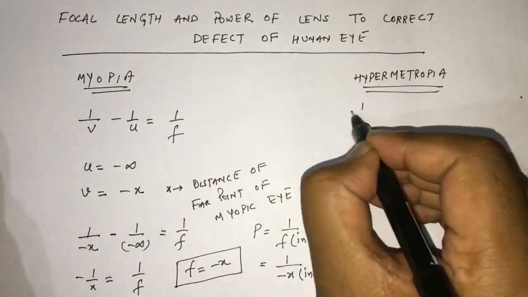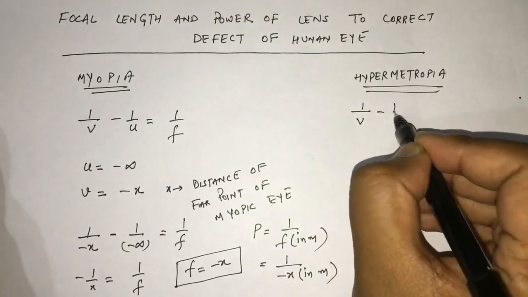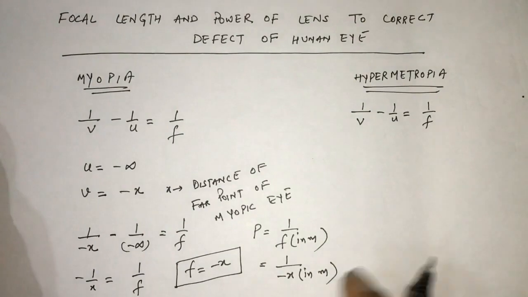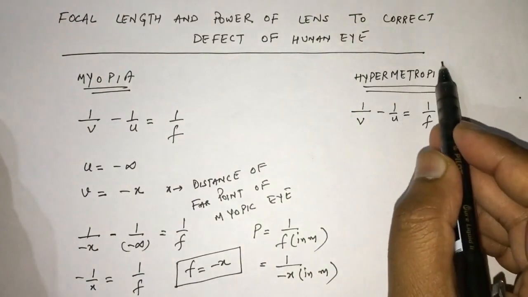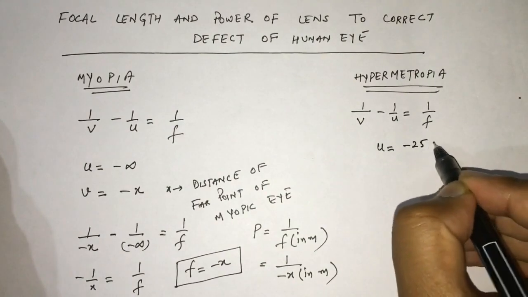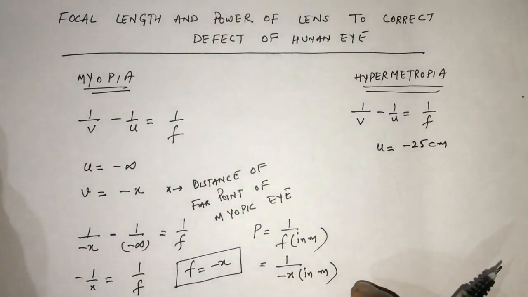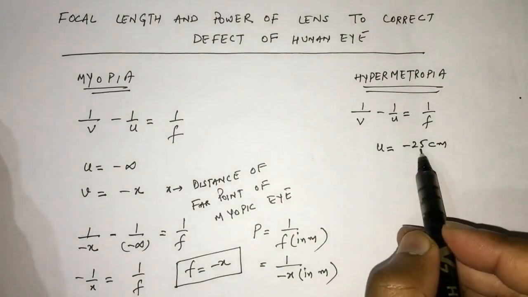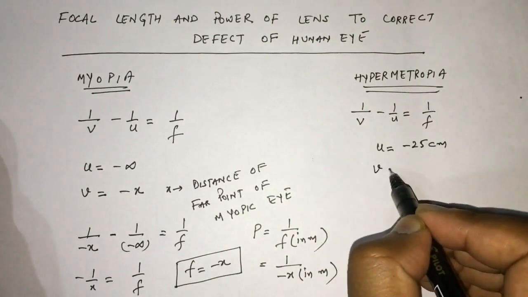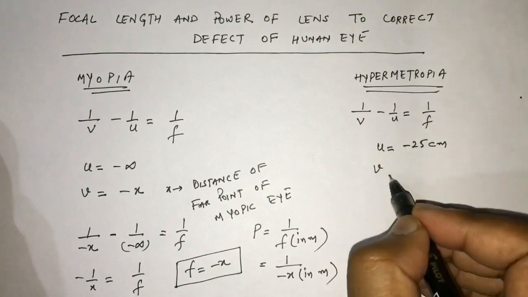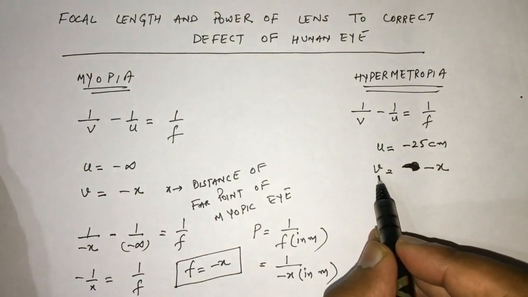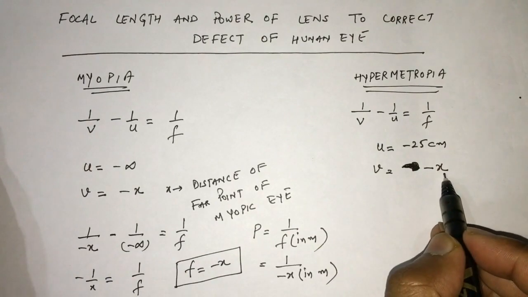Now let us discuss the case of hypermetropia. Again using the lens formula, that is 1 by V minus 1 upon U is equal to 1 upon F. Now in the case of hypermetropia, the value of U is equal to minus 25 centimeter. That is the near point of normal eye. And the value of V is minus X.